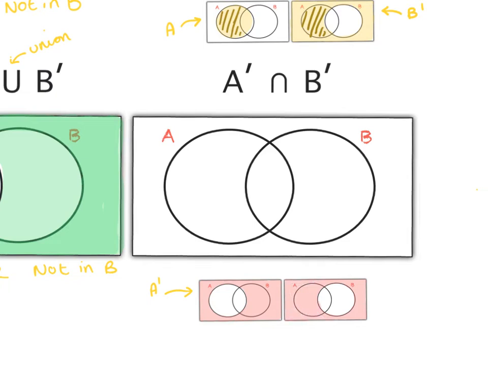Now we need to look at these diagrams and work out which bit is shaded in both of these little Venn diagrams. And you'll notice that it's actually the outside of both circles. So that's the bit we're going to shade on our main diagram.